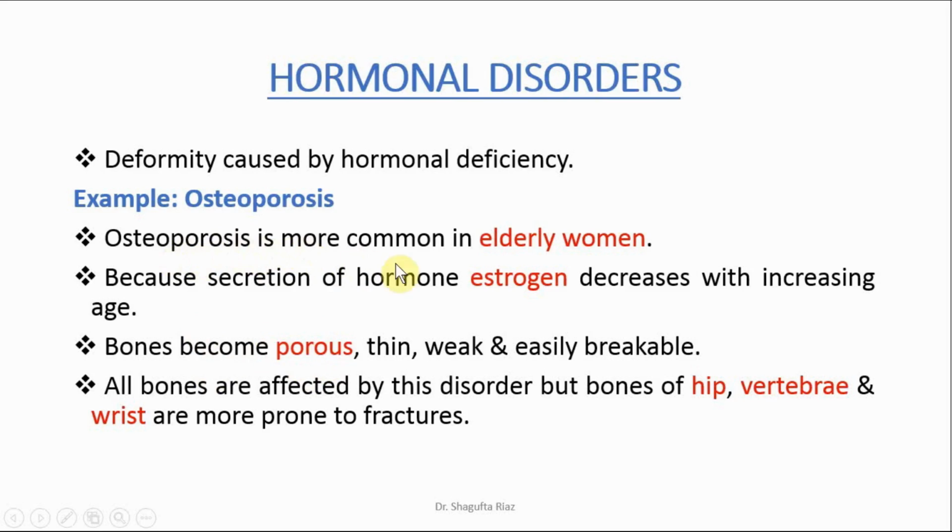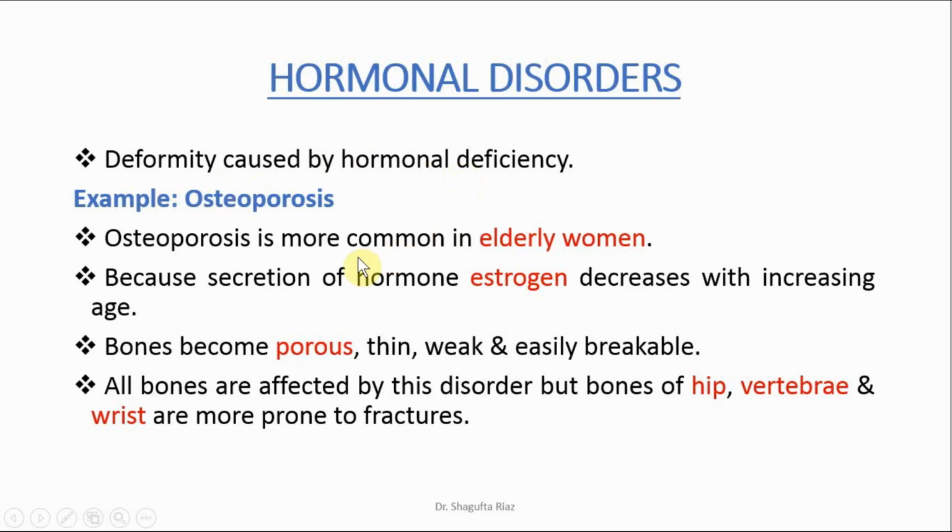This condition is more commonly seen in elderly women. Why? Because the secretion of hormone estrogen decreases with the increase in age. And when the secretion of estrogen is decreased, the bones of that person become porous, thin, weak, and can be very easily breakable.